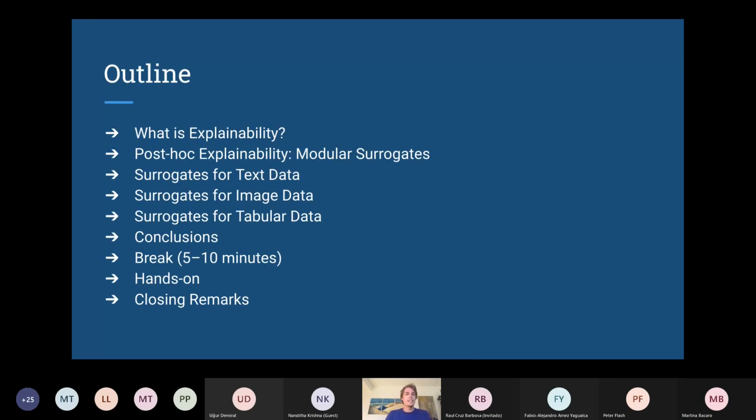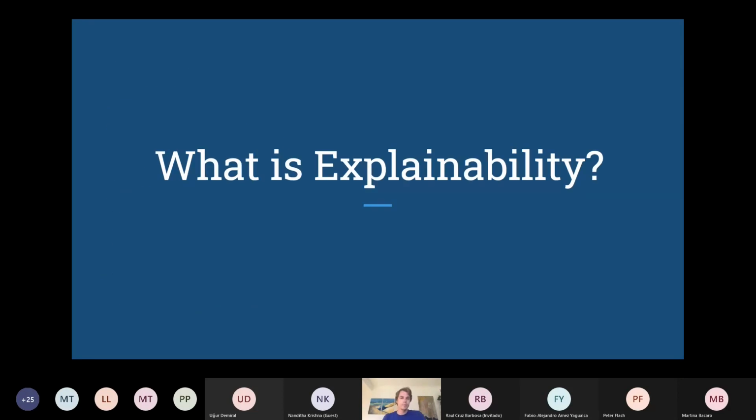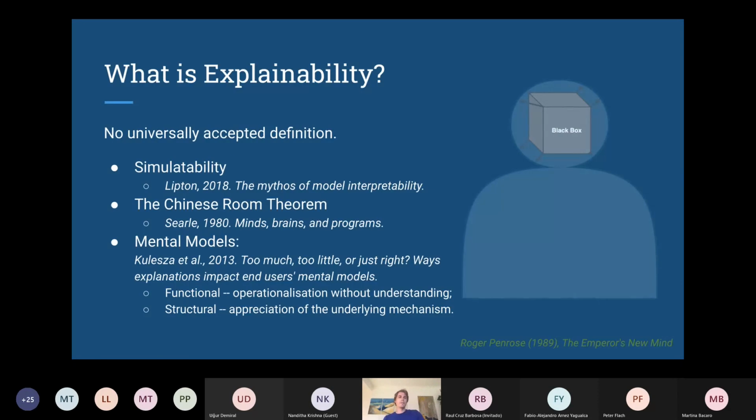So in this tutorial, we'll first look at the definition of explainability, since it is not very clear from the literature. Then I'll talk a bit about post-hoc explainability, in particular surrogates, and how we can make them modular, followed by surrogates for text, image, and tabular data, an in-depth dive into how to build them, how they work. Then I'll try to conclude all of these. We'll break for 5 or 10 minutes, and then we'll move on to the hands-on with a Colab notebook before closing this session. So what is explainability?